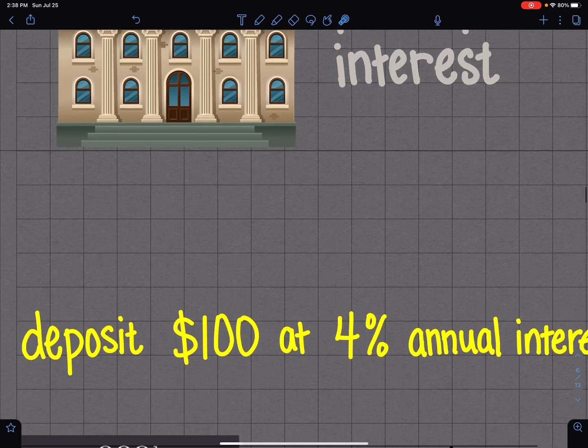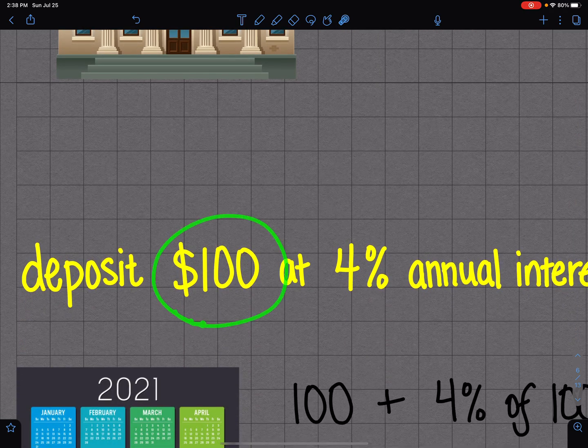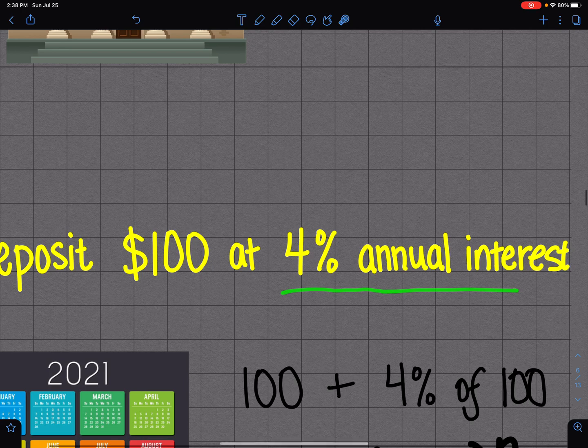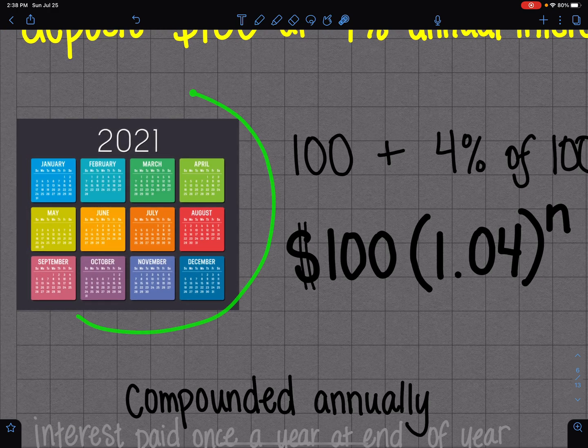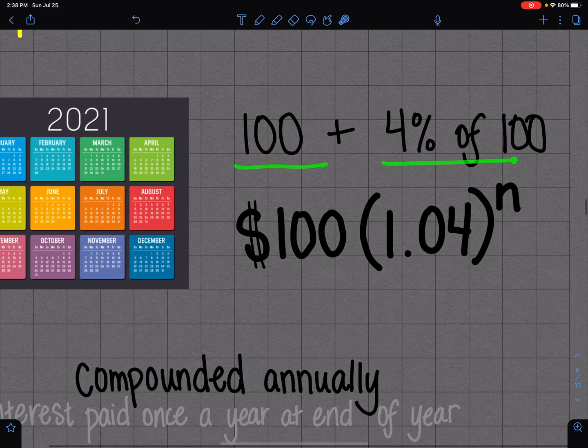Now, you could deposit $100 into a bank account, and they might say, okay, we're going to give you 4% annual interest. That would be pretty good, actually, 4% annual interest. And what this means is that at the end of 1 year, 1 calendar year, so you have to wait all the way from January to December, if you put $100 in the bank and they're going to give you 4% annual interest, you're going to end up getting back $104.